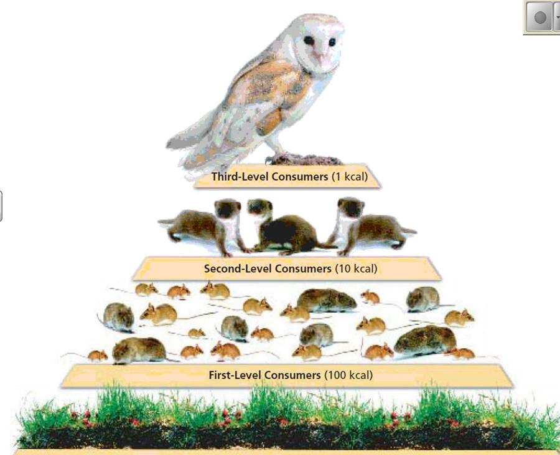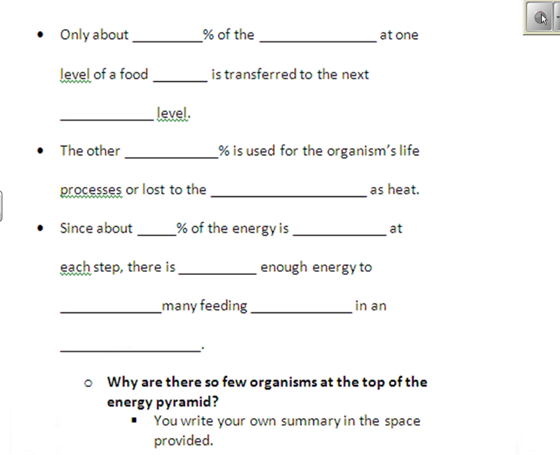So why does that happen? Why do they get less energy? Well, let's go back and find out. Well, only about 10% of the energy at one level of a food chain is transferred to the next feeding level. So only 10% of the energy is then transferred to the next feeding level.